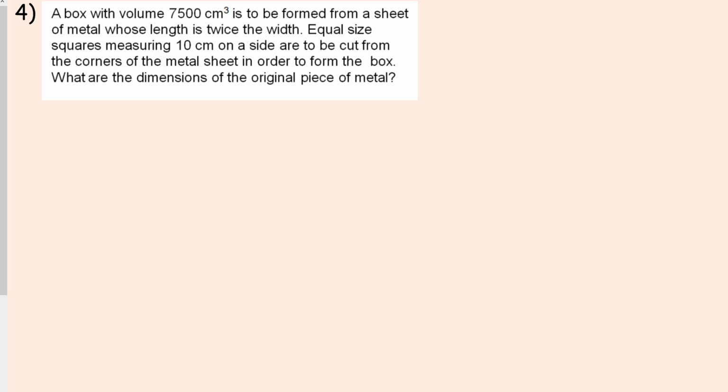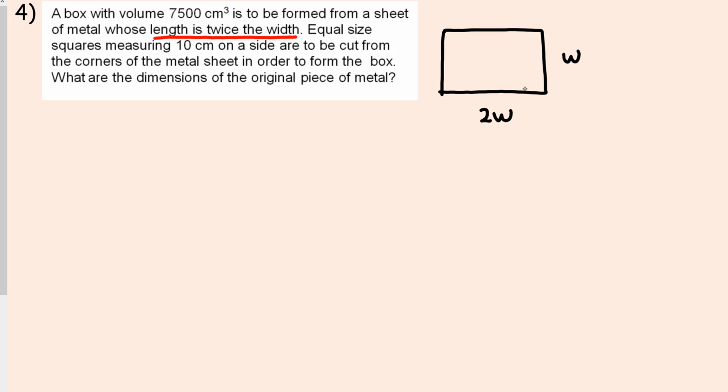So the original piece of metal is a rectangle. So I'm going to go ahead and draw a rectangular piece of metal. And we don't know the dimensions, so let's just go ahead and use some variables. So we are told that the length is twice the width. So what if we use W for the width? Then the length would be 2W.